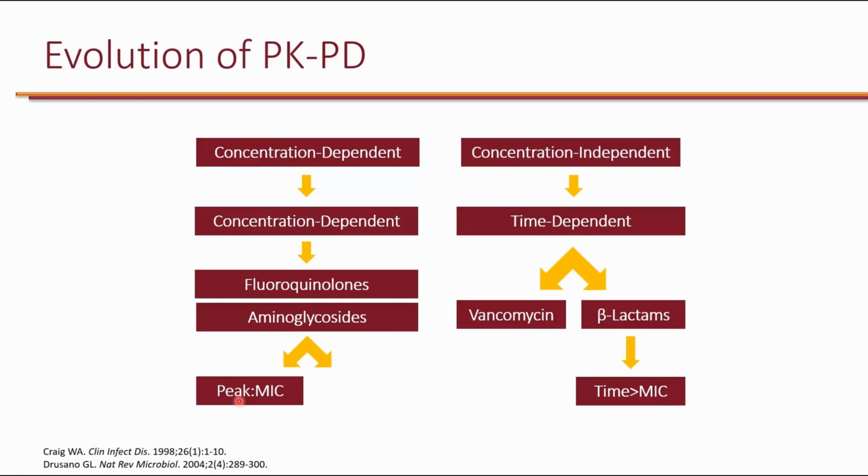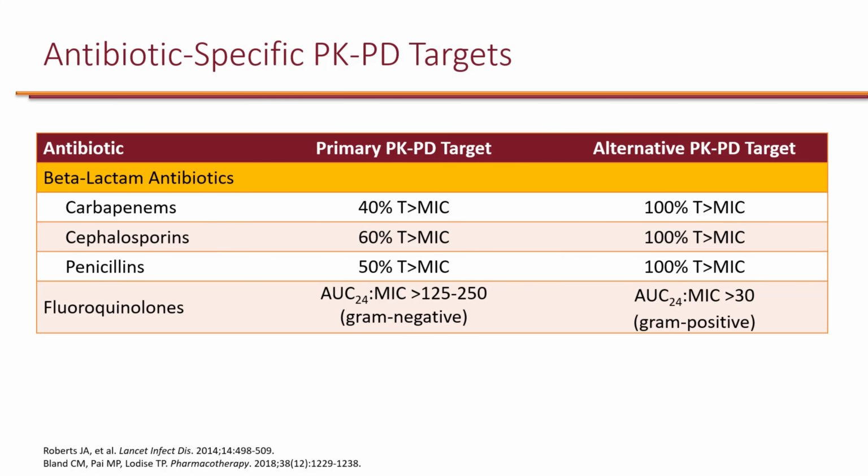And then there's the concept of AUC, or area under the curve, to MIC ratio, which is used for aminoglycosides and fluoroquinolones, which I will explain more. But this AUC to MIC is also used for vancomycin. So generally speaking, peak to MIC ratio is used for concentration-dependent, and time above MIC is used for time-dependent. And then AUC to MIC, it just depends. For some antibiotics, AUC to MIC means concentration-dependent, and for some antibiotics such as vancomycin, it just means time-dependent.